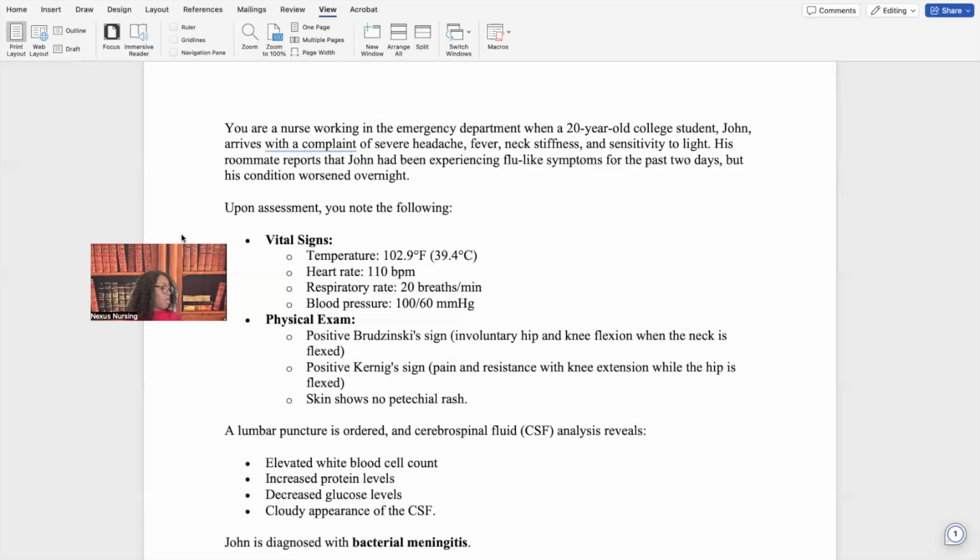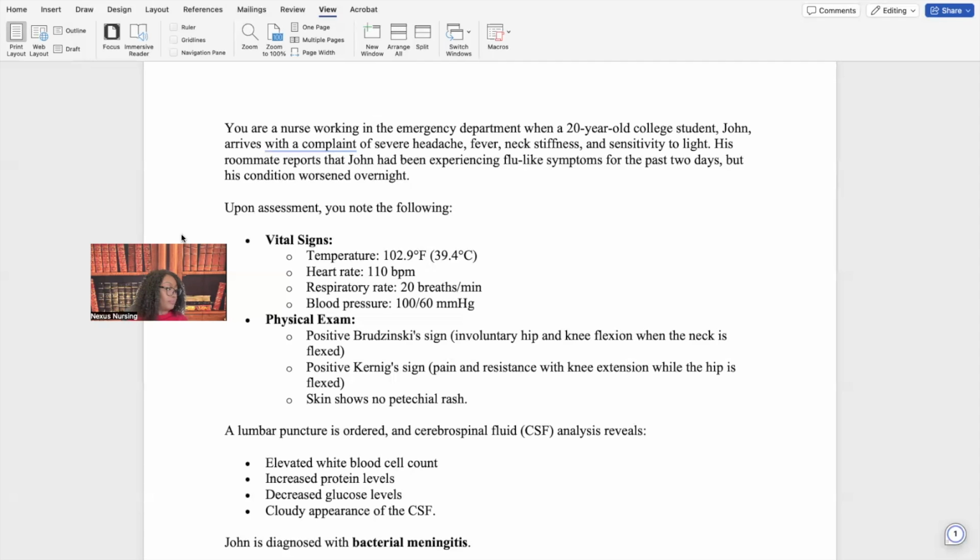Next question. Which finding in a patient with bacterial meningitis requires immediate intervention? Is it the positive Brudzinski sign? Is it the complaint of photophobia? Is it the sudden onset of confusion and disorientation? Or is it the complaint of severe headache?